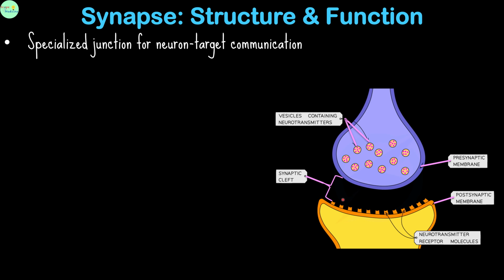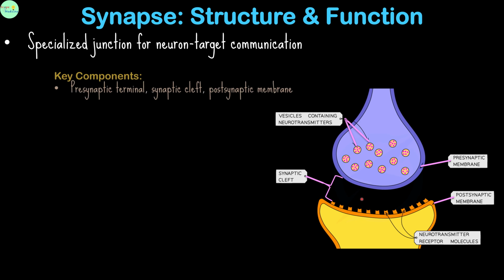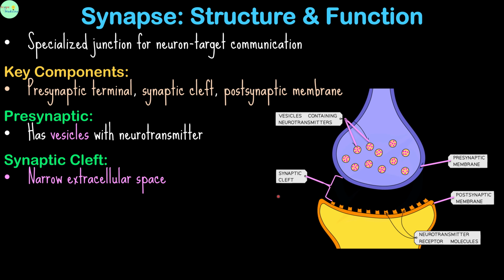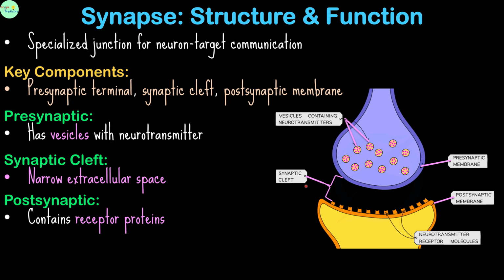A typical chemical synapse consists of three parts. The presynaptic terminal of the signaling neuron contains synaptic vesicles loaded with neurotransmitter and mitochondria for energy. The synaptic cleft is the narrow extracellular gap, about 20 to 40 nanometers wide, separating the cells. The postsynaptic membrane of the receiving cell contains embedded receptor proteins that specifically bind the released neurotransmitter.